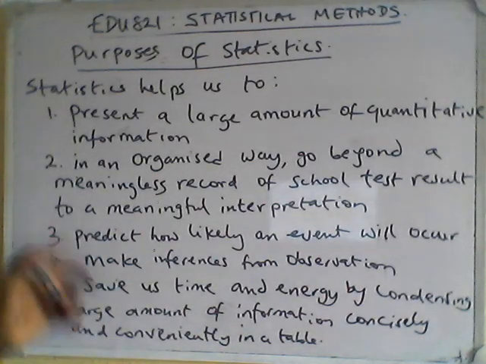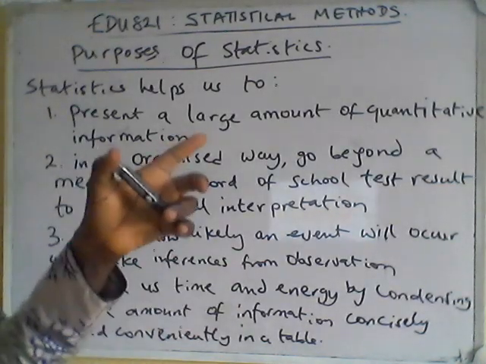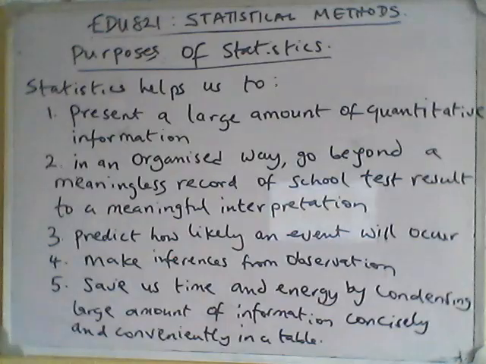Number four, it helps us to make inferences from observation. So from observation, by the time we look at your table, look at your data and statistics you are presenting, we can now infer. Infer means we can now say, based on what we are seeing, we can now say this, make some statements intelligently.